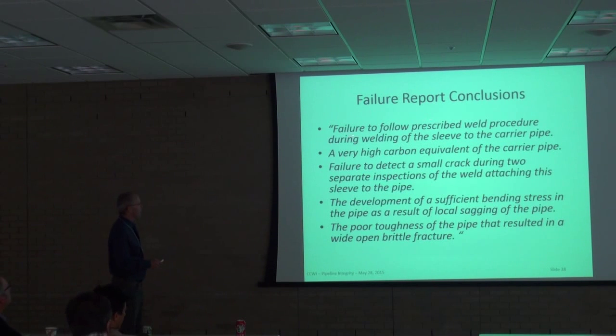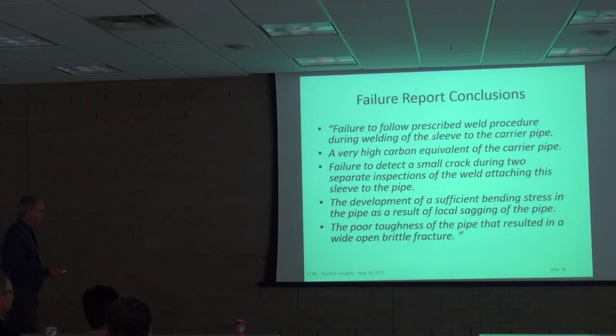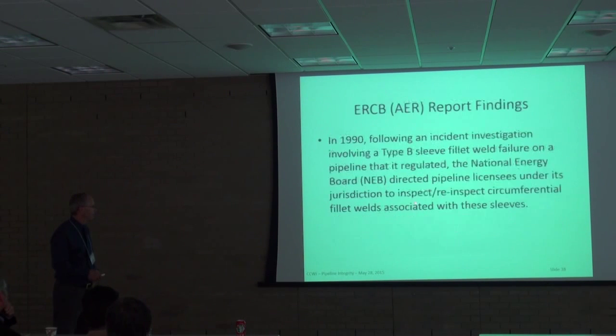So a couple of things there. The failure report conclusions are: failure to follow the weld procedure, high carbon equivalent, and failure to detect a small crack in two separate inspections, so they missed the crack both times, if they dug it up in 1990. And then there was additional bending stress, and there was very poor toughness of the pipe. In those days, people didn't do things like Category II pipe. The pipe didn't have a lot of ductility.